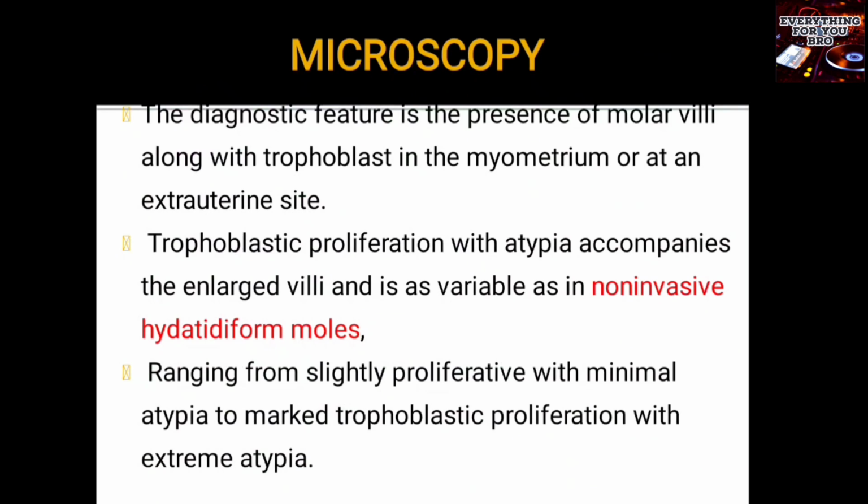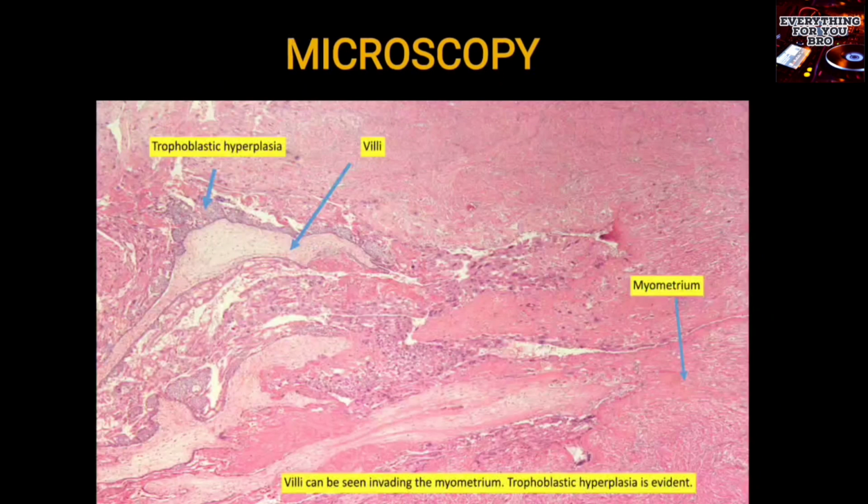So coming to the microscopy, the diagnostic feature is the presence of molar villi along with trophoblast in the myometrium or at an extrauterine site. The trophoblastic proliferation with atypia accompanies the enlarged villi and is as variable as in a non-invasive hydatidiform mole. Okay, whether it is invasive or non-invasive, atypia can be seen, ranging from slightly proliferative with minimal atypia to marked trophoblastic proliferation with extreme atypia in the invasive molar pregnancy.